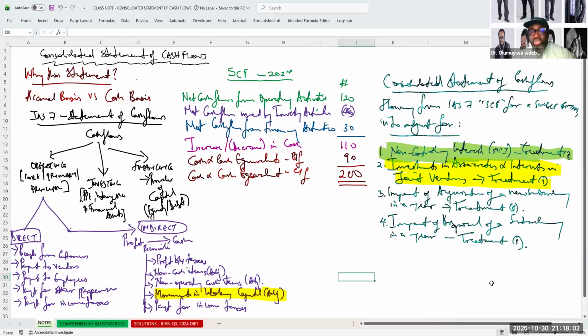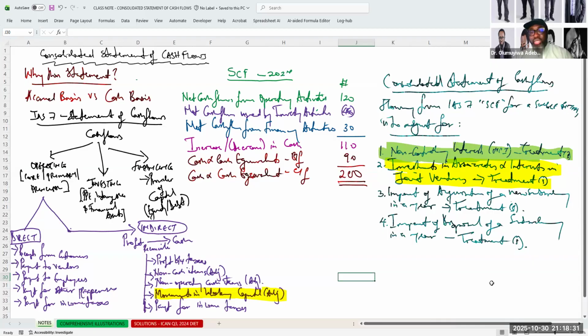Likewise, we move on to the third one, where perhaps at the start of the year we had only a parent and maybe 1 or 2 subsidiaries, and at the end, the subsidiaries have increased by 1 as a result of a new acquisition during the year. The question then is, how do we reflect the impact of acquisition during the year in the consolidated statement of cash flows?